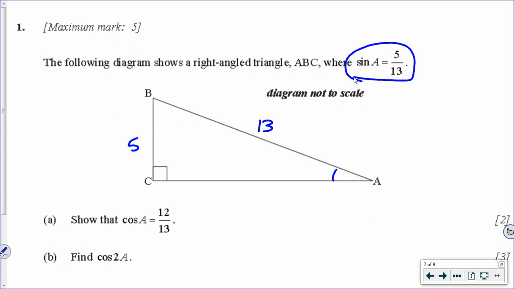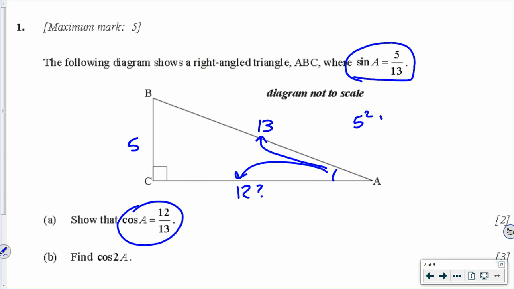And it says show that the cosine of A is 12/13. So cosine is just adjacent over hypotenuse. So we somehow have to show that this side comes out to 12. We can show that using the Pythagorean theorem because we know that 5, 12, 13 is a Pythagorean triple.